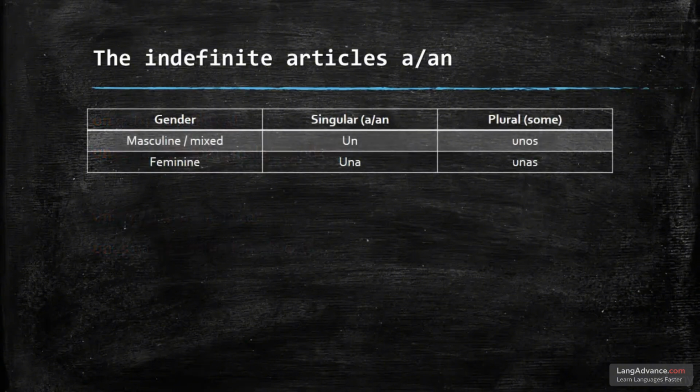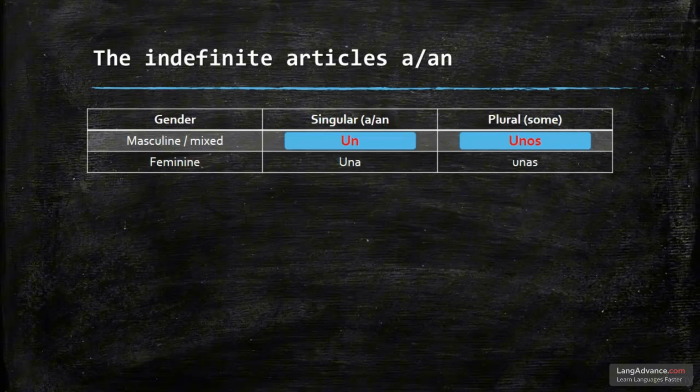Let's look at these forms in detail. With masculine or mixed noun in singular form, a or an translate as un. While with masculine or mixed nouns in plural form, it becomes unos. Note that with plural nouns we use some in English, which translates to unos in Spanish.